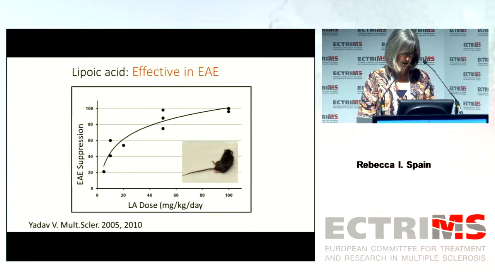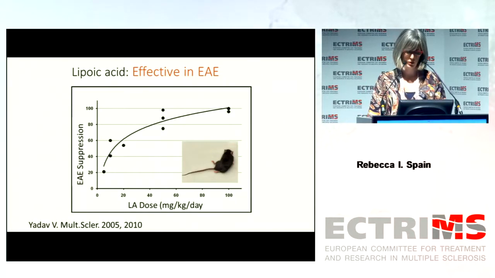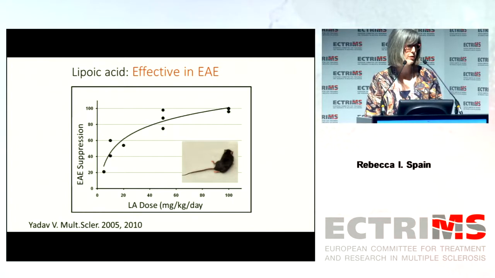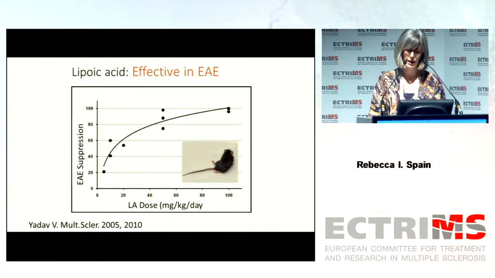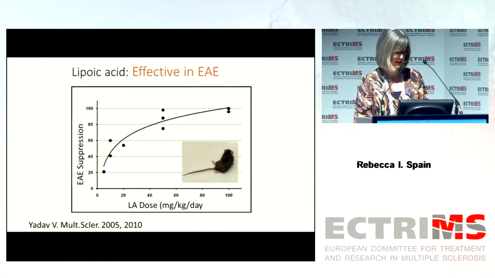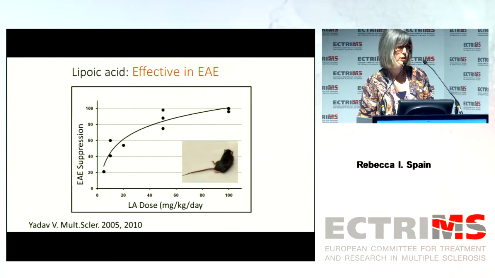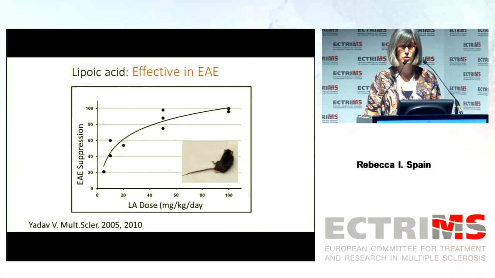Lipoic acid is effective in experimental autoimmune encephalomyelitis. Four different laboratories have shown a reduction in disability in mice treated with lipoic acid. And these studies also show reduced lymphocyte and macrophage infiltration into the spinal cords in EAE. Here I show a dose-response curve of EAE disability suppression in experiments performed at our center. In people, the main side effects of lipoic acid are gastrointestinal upset and malodorous urine.